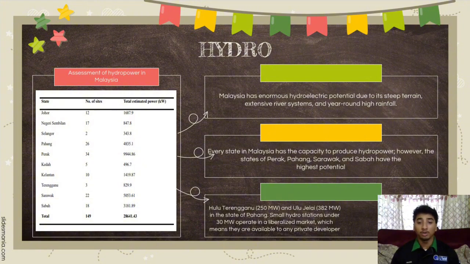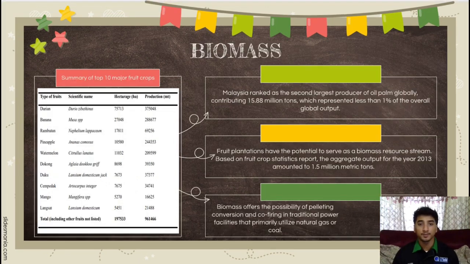Hulu Terengganu has produced 250 MW and Ulu Jelai has produced 382 MW in the state of Pahang. Small hydro stations under 30 MW operate in a liberalized market, which means they are available to any private developer. This is an assessment of hydropower in Malaysia.